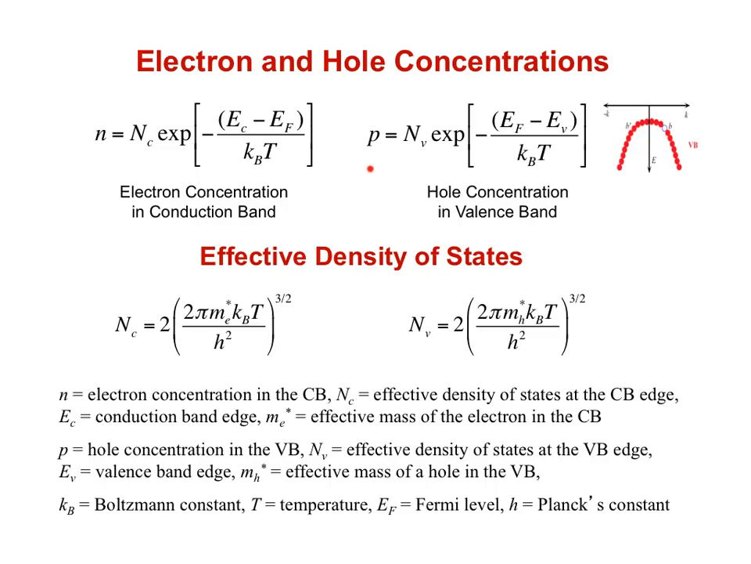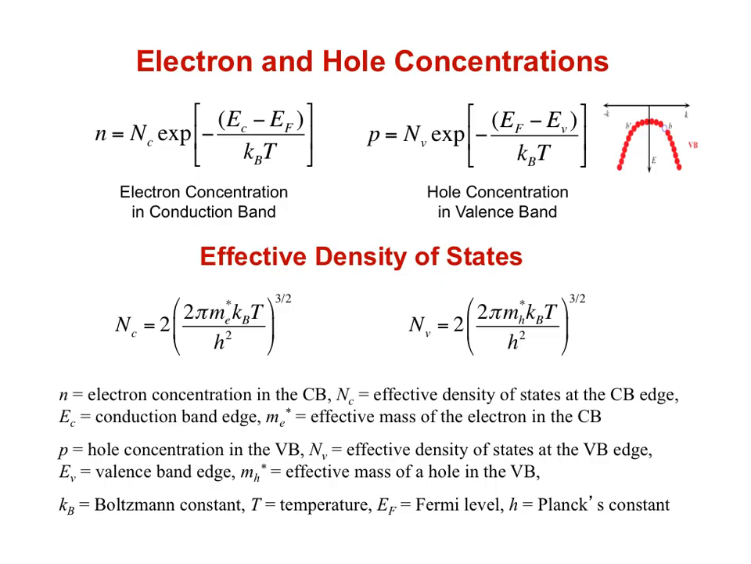Following the same procedure for hole concentration results in similar expressions. For hole concentration, we measure the Fermi level relative to the valence band edge instead of the conduction band edge. Also, the sign is reversed for the energy, reflecting the fact that higher energy holes are low in the valence band, whereas at the top of the valence band, the holes have the lowest energy. The effective density of states in the valence band is similar to that of the conduction band, except we use the effective mass for holes instead of that for electrons.